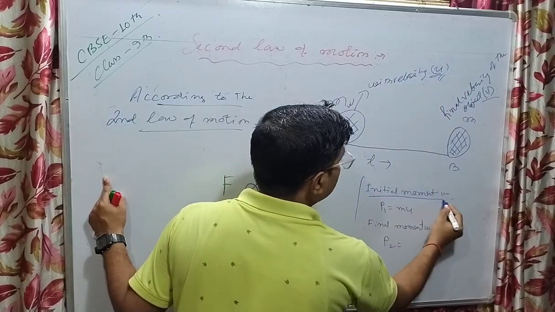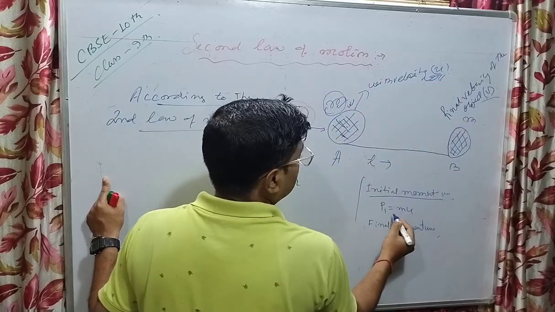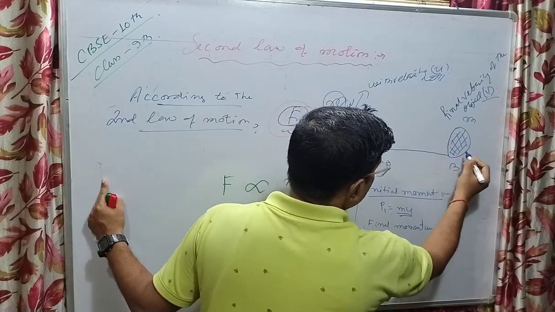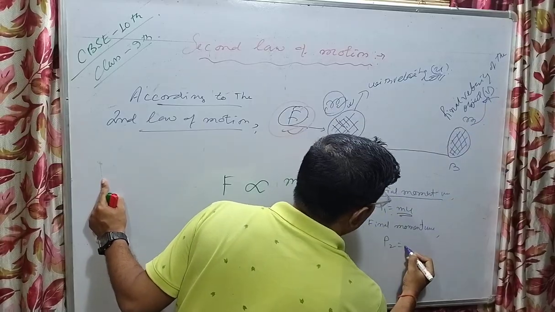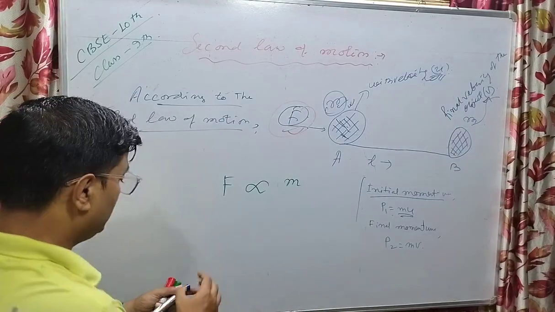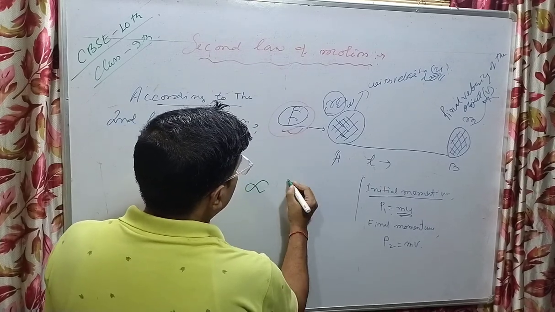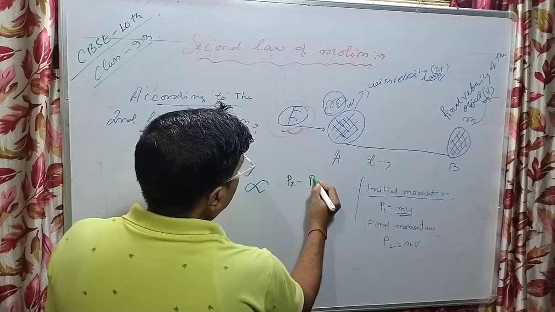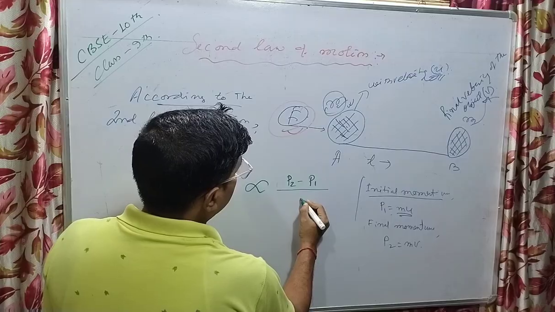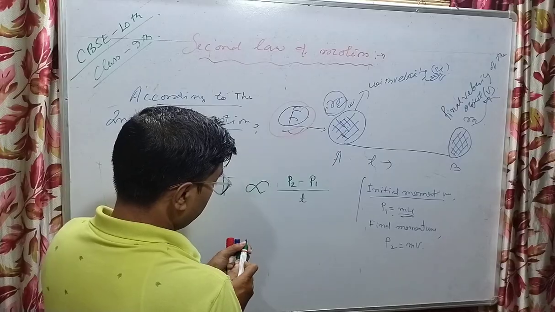Therefore, the initial momentum of the object is given by the mass of the object m into u, that is mu, and the final momentum of the object will be the mass of the object into the final velocity, mv. Clear, students? You can also write it like this: rate of change of momentum is given by change of momentum divided by t.